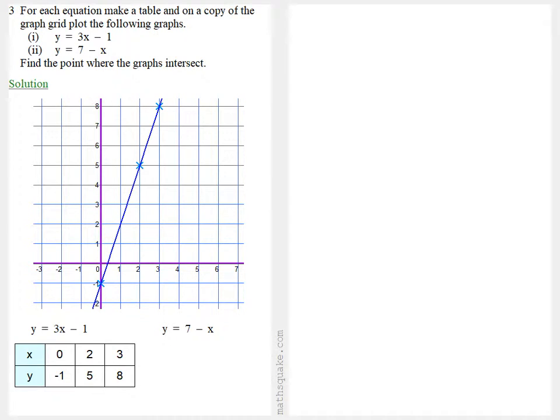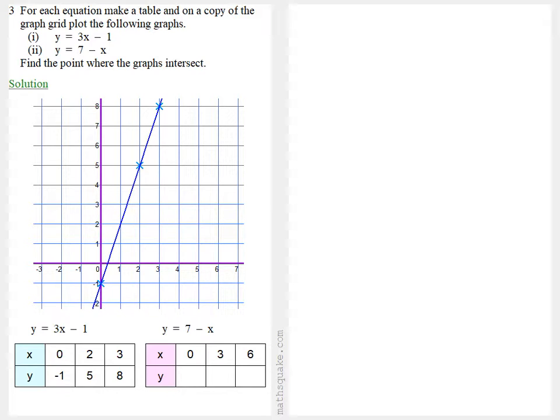For the second equation, y equals 7 minus x, we need a table. We fill in the first column with just the labels x and y, and then we choose values of x. Let's choose 0, 3, 6, for example. Then we work out the values of y.